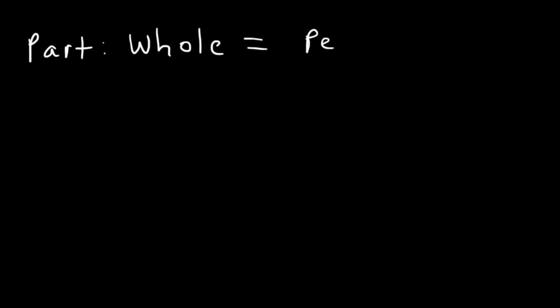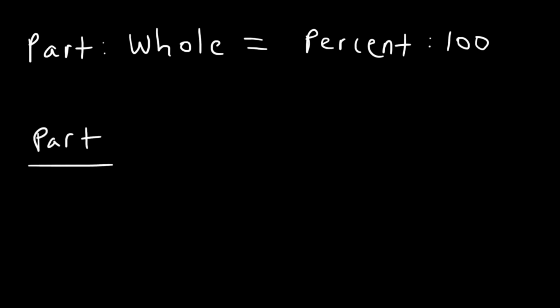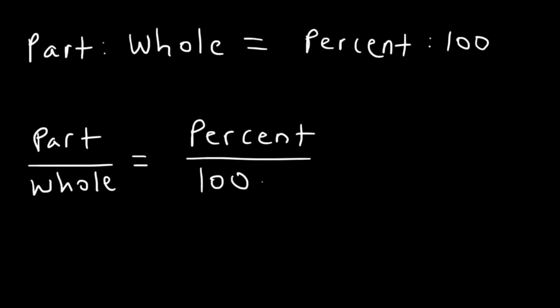In this lesson, we're going to talk about percent proportions. In a percent proportion, the ratio between the part and the whole is equivalent to the ratio between the percent and 100. So therefore, you can set it up as an equation or proportion. So here's the equation that we're going to use. The part divided by the whole is equal to the percent divided by 100. So let's work on some problems using this equation.